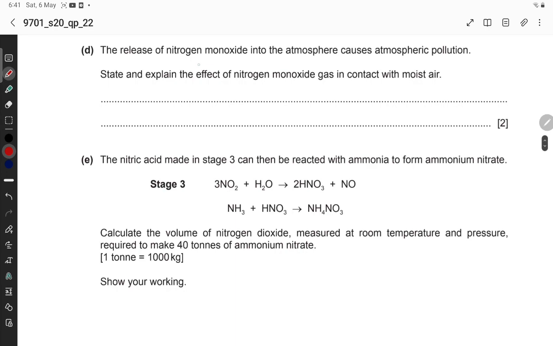Next question: the release of nitrogen monoxide into the atmosphere causes atmospheric pollution. State and explain the effect of nitrogen monoxide gas in contact with moist air.